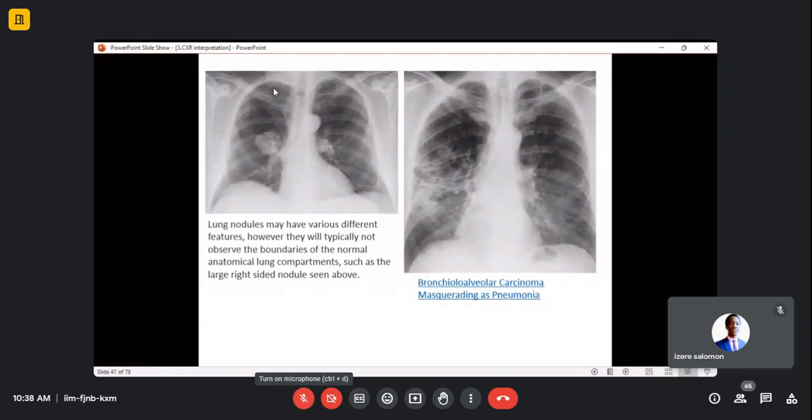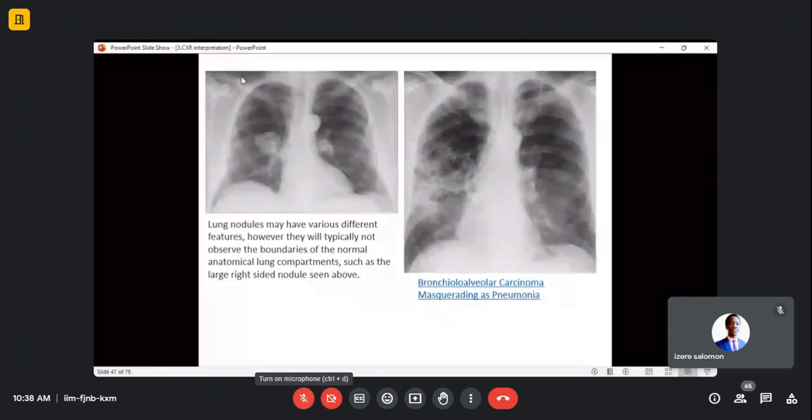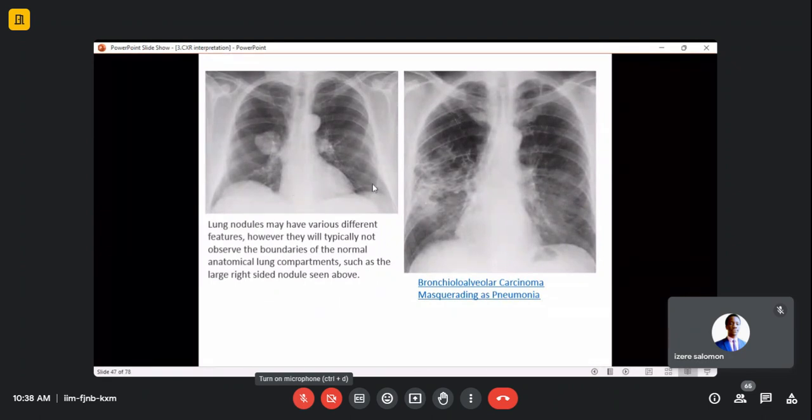Remember that before I even comment on this image, I immediately saw that this was not a deep inspiration film, because look, you cannot count 6 anterior ribs. They're like 1, 2, 3, 4, 5. The 6th one is there, and the midclavicular line is this. So this is not deep inspiration, I'm sure. So the heart cannot go beyond half of the heart, though it was not deep inspiration.